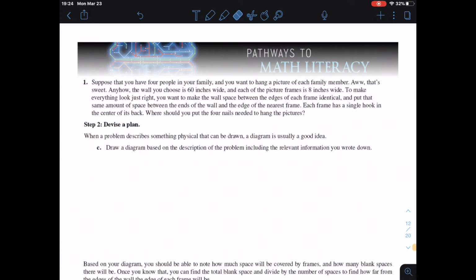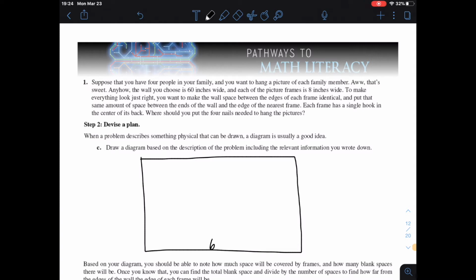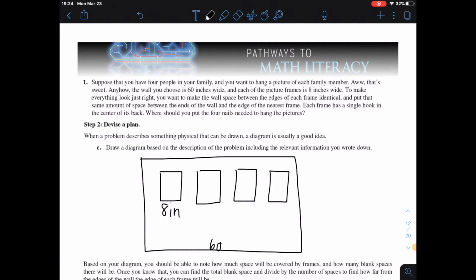Okay, so now we want to draw a picture to help us out. So we've got our wall here, and that's going to be 60 inches. We're going to have the 4 picture frames, and each of these is 8 inches. Then we're going to have the nail, which is going to sit exactly in the center of the picture frame. So each side will be 4 inches, because halfway into 8 is 4.